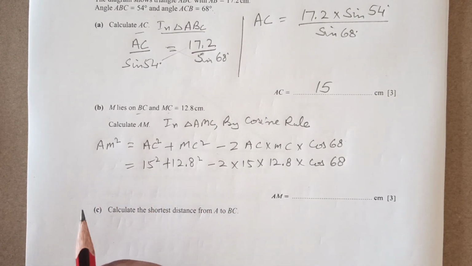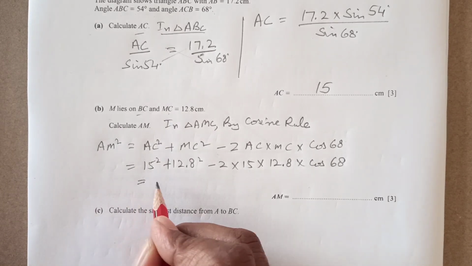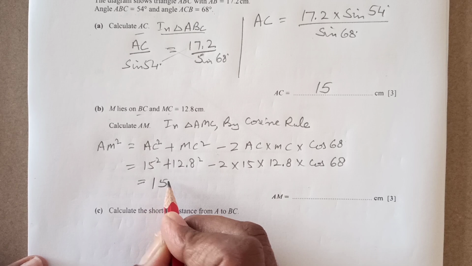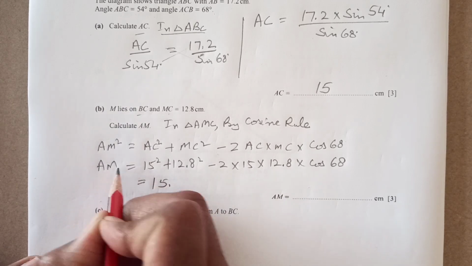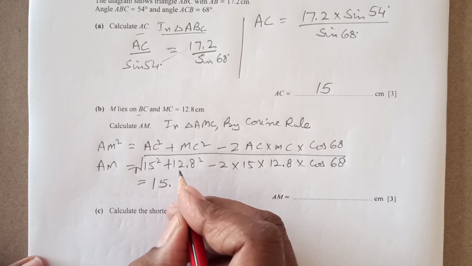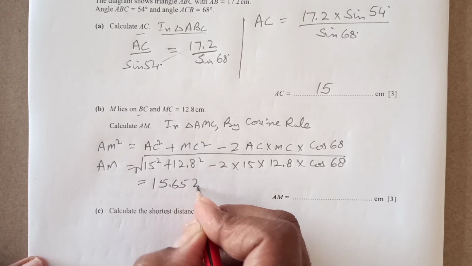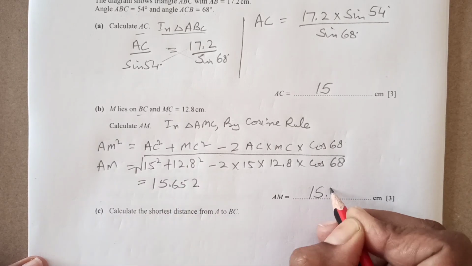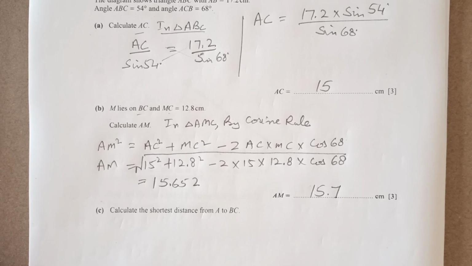I have just done this already. So we will have the value as 15 point. So AM is going to be the square root of all this, 15.652. So 15.7 centimeters is the final answer, right?